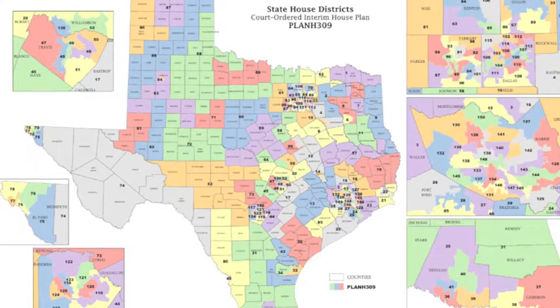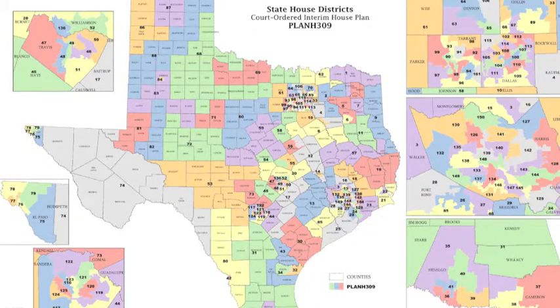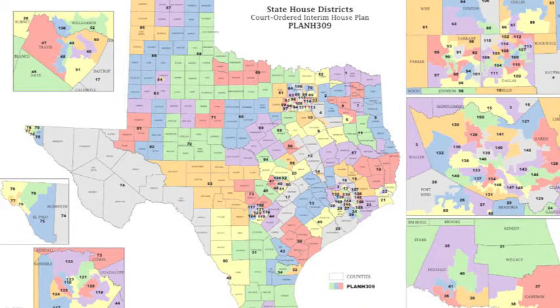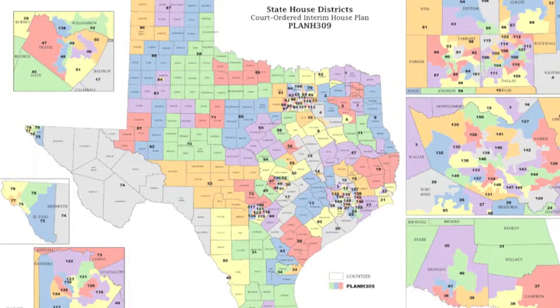The legislature in Texas is a bicameral legislature. This means it has two chambers. A unicameral legislature would mean just one chamber. Those two chambers are the House and the Senate. This is the same way that it's set up federally.